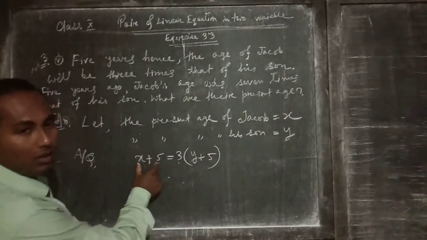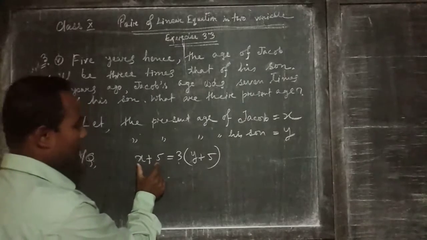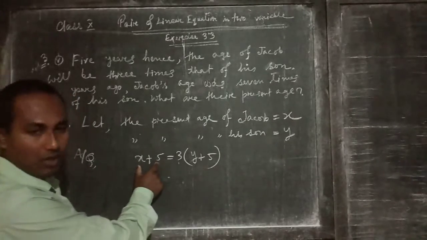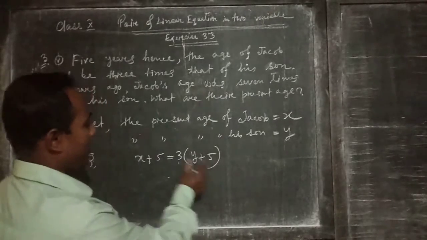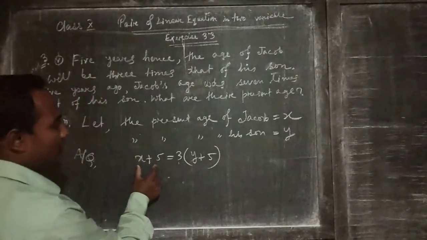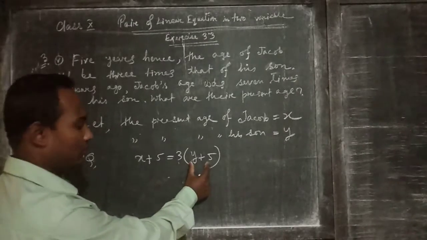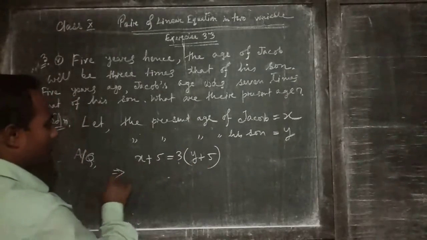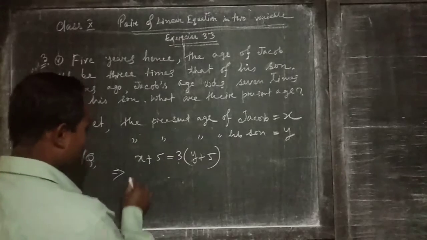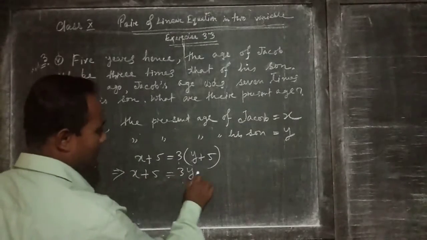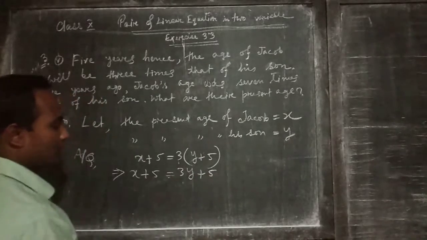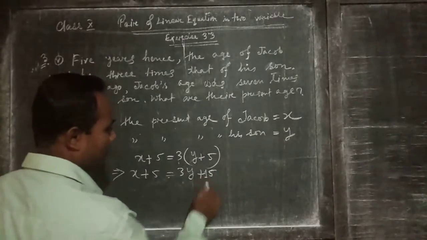This is the age of Jacob after 5 years, and this is the age of his son after 5 years, and this age will be 3 times this age. Now we have to make a linear equation. We have to multiply, and after multiplying we get 3y plus 15.